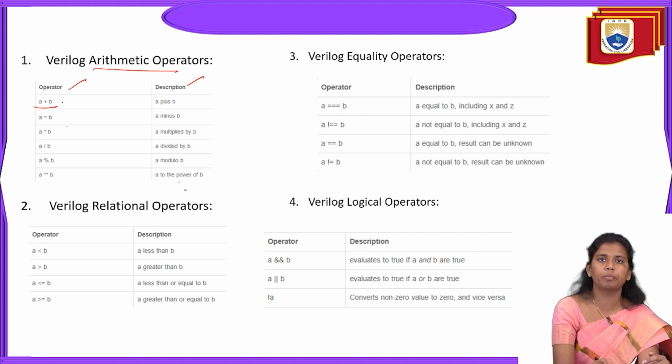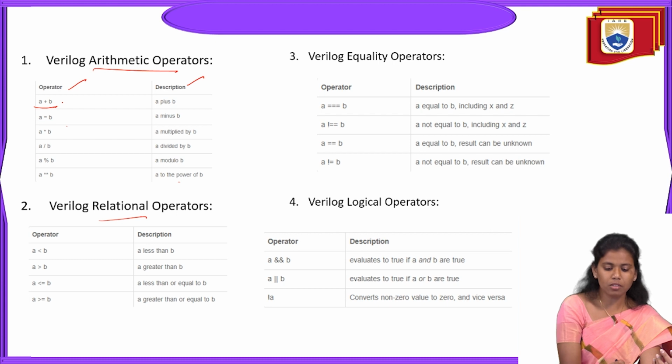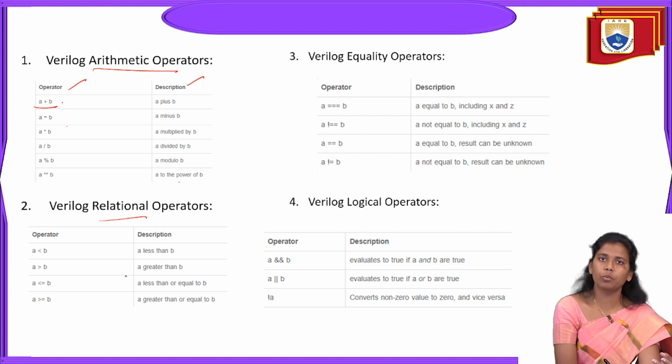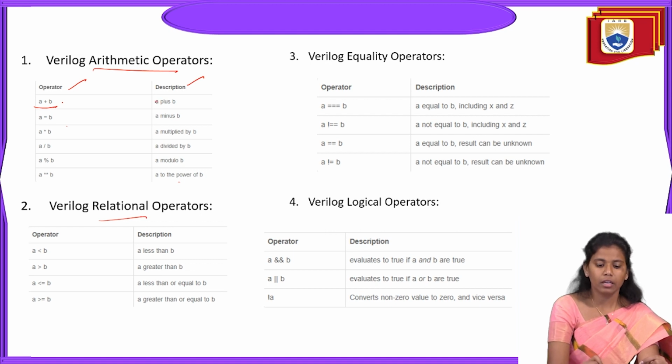Then we move forward to the relational operators. Relational operators help us to relate between two operands. We have greater than, less than, less than or equal to, and greater than or equal to. These are very simple to understand and easy to remember as well. We have discussed the arithmetic operators and the relational operators, which relate the two operands, and the third one is the equality operators.